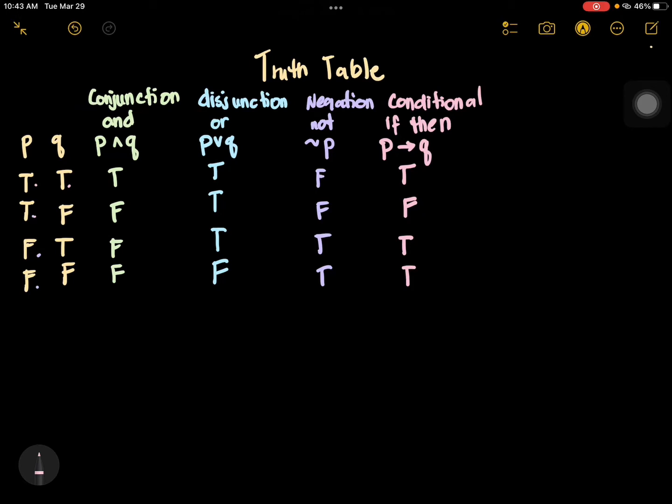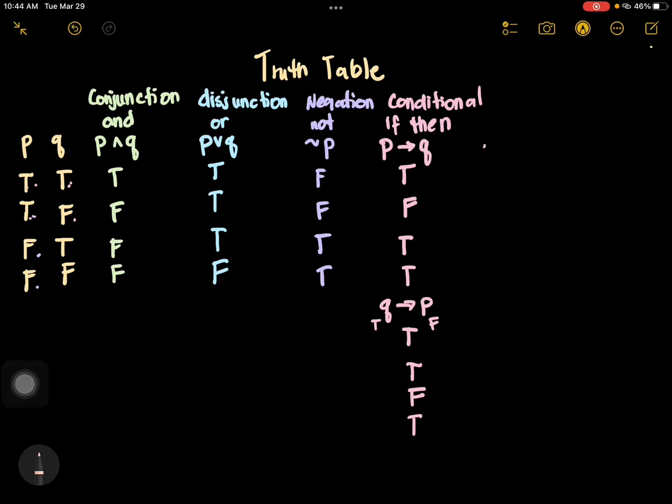Now, what if it's Q, then P? What will happen if it's Q, then P? It's the reverse. True, true, so it's true. False, true, this is true. True, false, so it becomes false, because your Q here is true and your P is false, and this is the only event where the conditional is false. And then the last one, false, false, is true. The position matters.